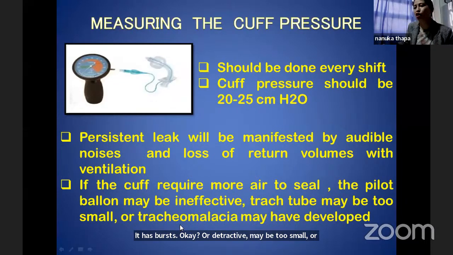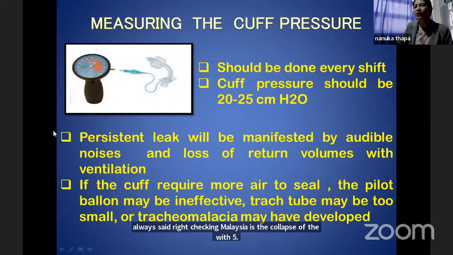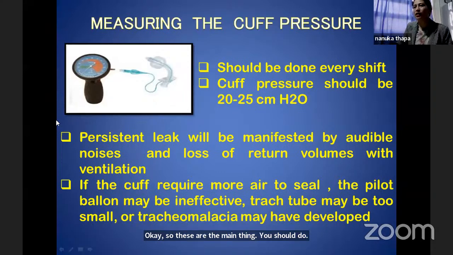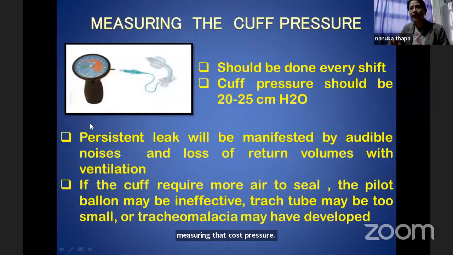As I've already said, tracheomalacia is the collapse of the windpipe. So these are the main things you should do while measuring the cuff pressure. And just remember, it should not be too tight, as it can cause irritation of the tracheal mucosa, and it should not be too loose, okay?